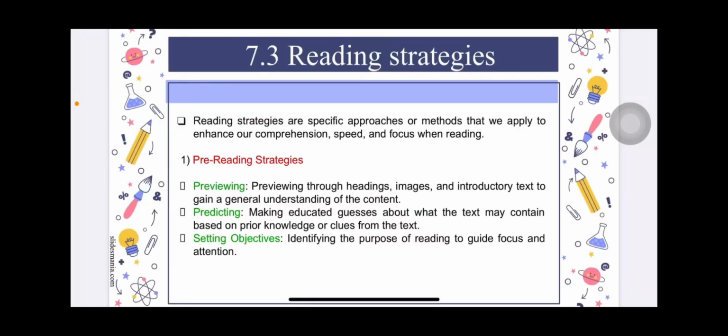Hey guys, let's talk about reading strategies. It's super simple. The first part is pre-reading strategies. Pre-reading is what you have to do before you start reading. Number 1, previewing. Previewing is you look at the title, headings, or pictures to get the general idea. Number 2, predicting. Predicting is you make a guess about what the text might be about.